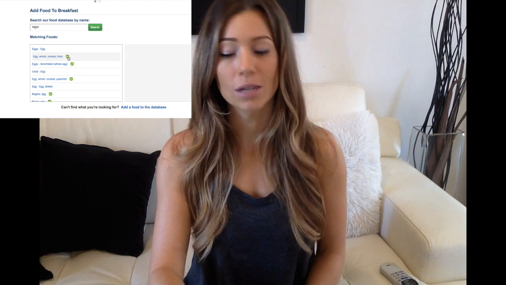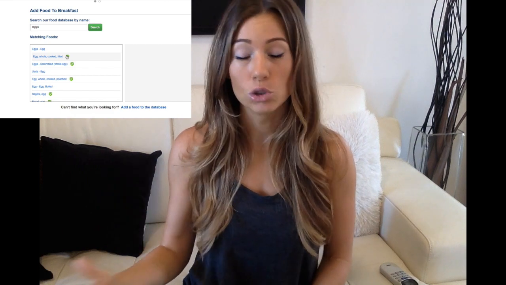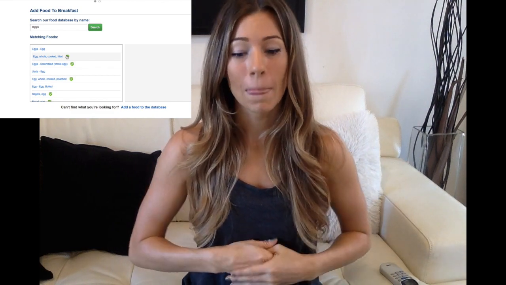The green check marks mean that it's verified, so that's when they've actually gone through and checked the nutritional information that was entered in, and you can trust it. A lot of these foods are member submitted, which means they just look at the label and enter in the information. I have found countless discrepancies. I've even corrected some myself because I was like, this is not right.